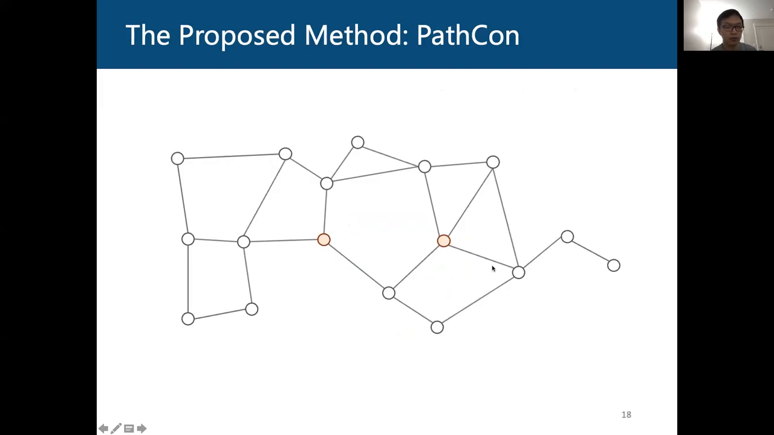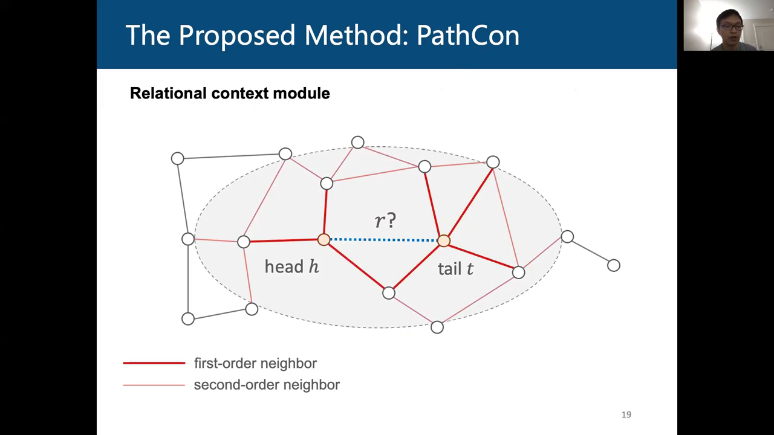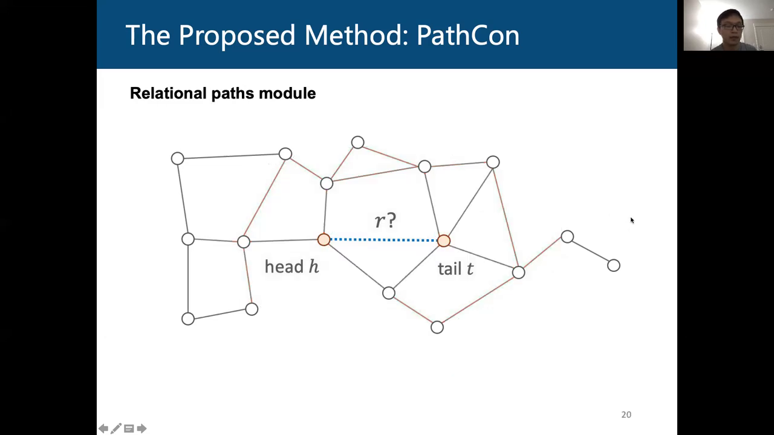Based on these motivations, we propose a new method, PathCon, for knowledge graph completion, which is short for path plus context. The goal of PathCon is to predict the relation type r given head h and tail t. Here is the overview of PathCon. PathCon consists of two modules. The first is the relational context module, in which we identify the multi-hop neighbor edges for the entity pair h and t, and then we do message passing on these edges. The second is the relational path module, in which we identify all the relational paths connecting h and t, and then we calculate the representation of these paths for predicting the relation r.